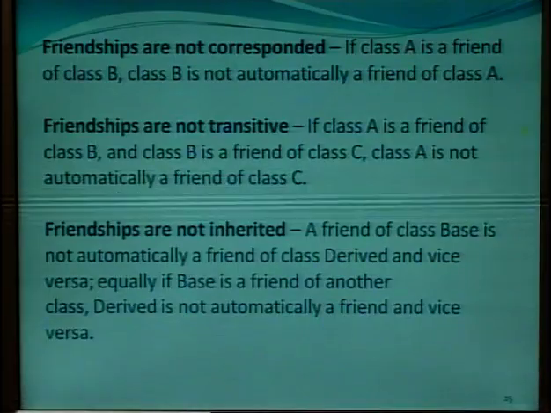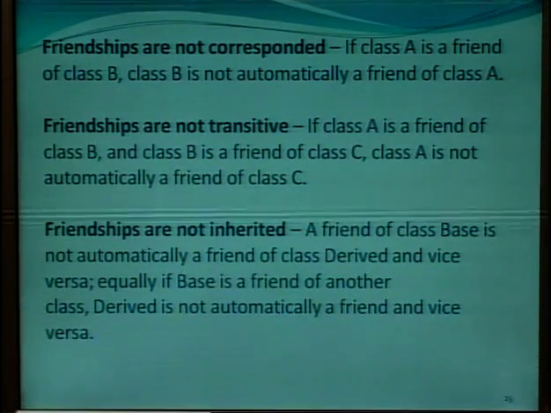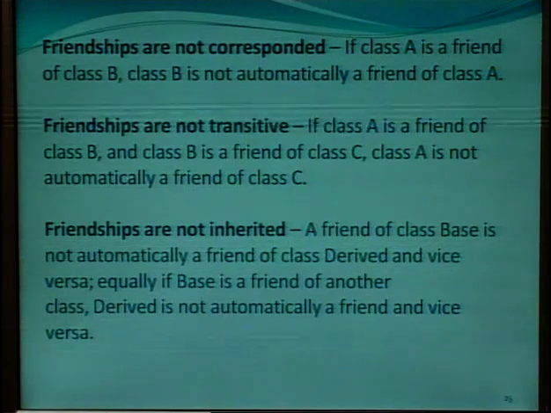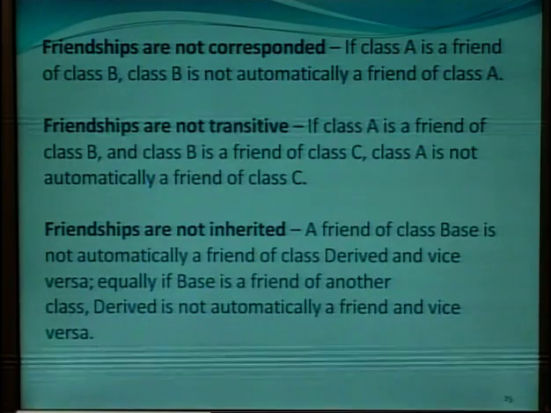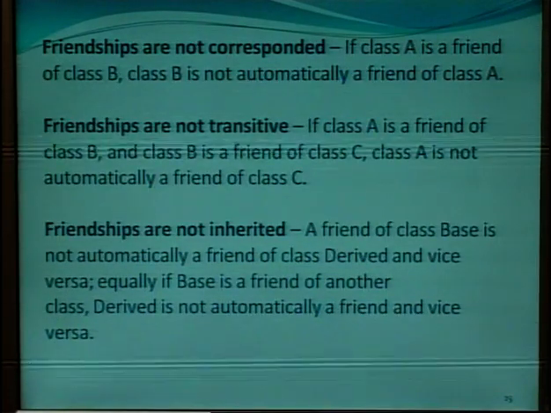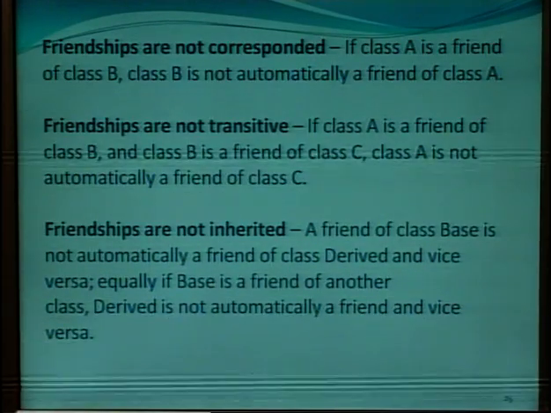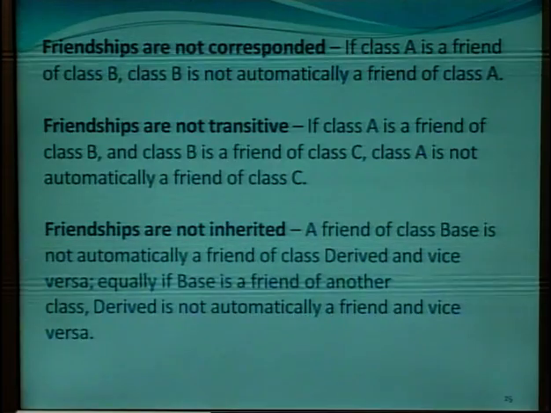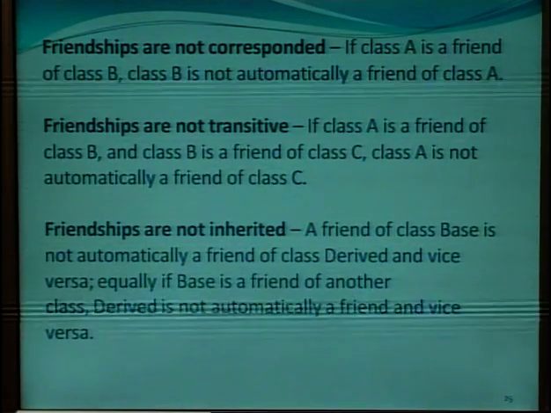In this case, friendship is not a transitive property. So, if A is a friend of B and B is a friend of C, it does not mean that class A is automatically a friend of class C. So, this is very clear. In these cases, all the information is protected by one class from the other.